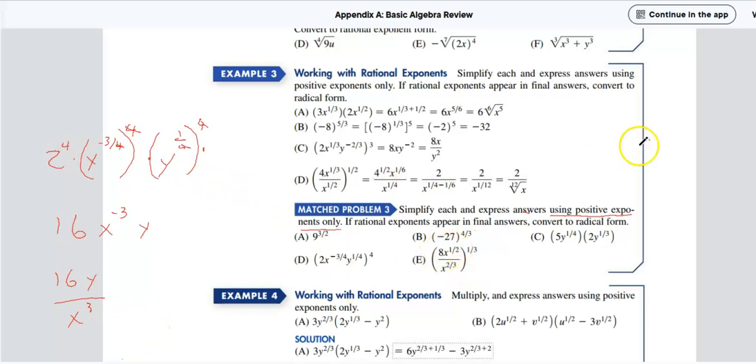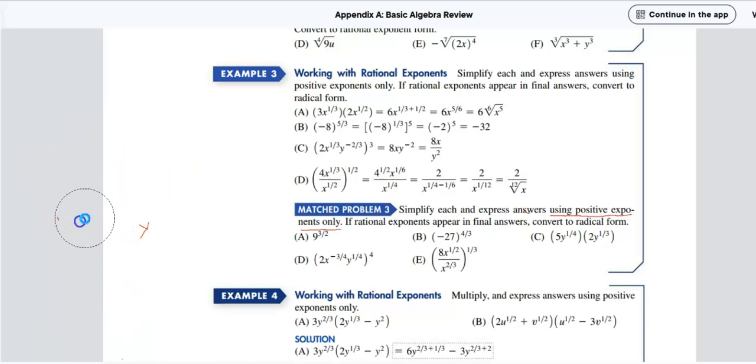Here, same thing. Let's look at this next one real quick and we'll start wrapping this one up, because we're going to have to be converting back and forth. So here I'm going to distribute this to everything in there. That's going to be 8 to the 1/3 power times x to the 1/2 power, times x to the 1/3 power over x to the 2/3 power to the 1/3 power.